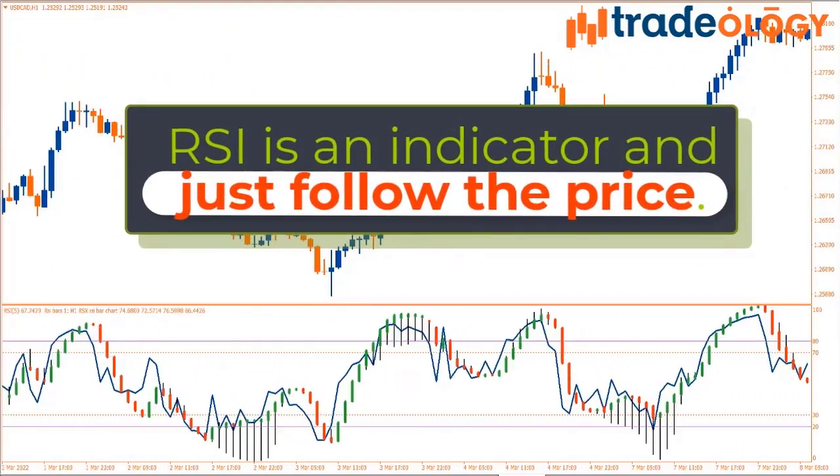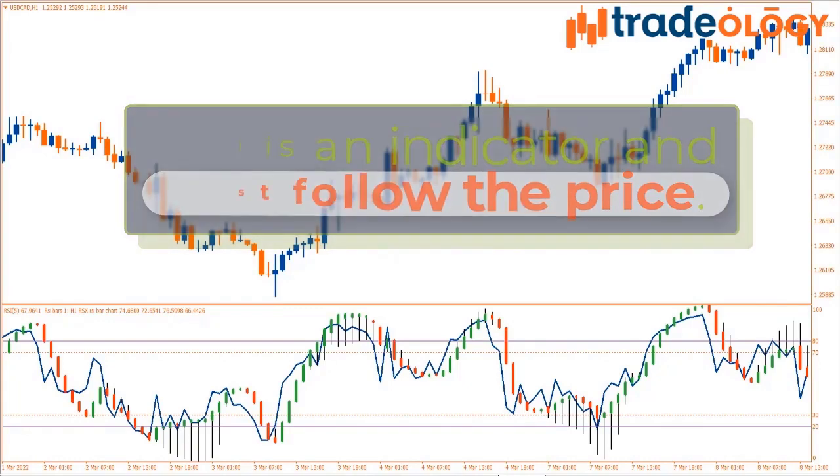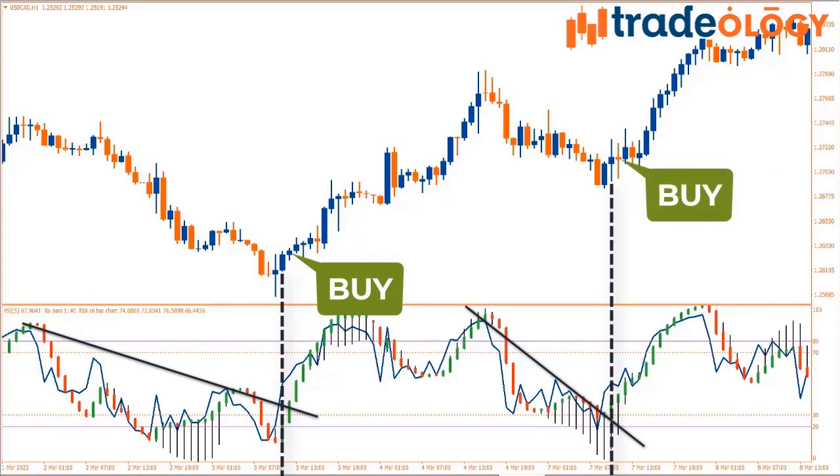RSI is an indicator that follows the price movement. It's important to be patient and wait for a clear break of its trend line. Sometimes, it's a good idea to observe how the first candle behaves after the breakout before entering a trade. Remember, indicators are used to support what we already see in price action.